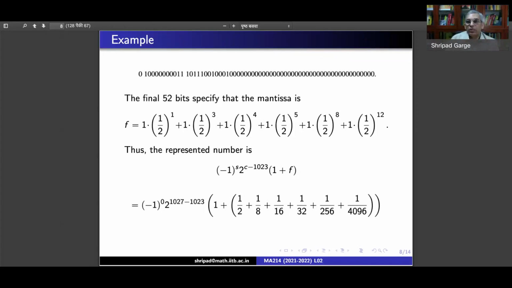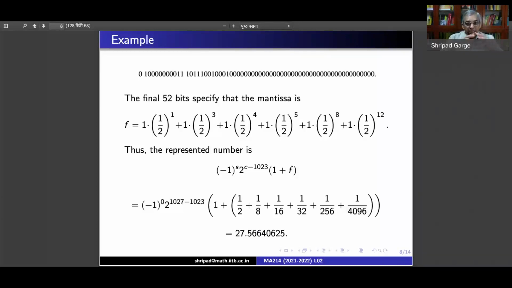So 2 power 4, 2 square is 4 and 4 square is 16. So we get 2 power 4, which is 16, and then you have something which is roughly 1.5. So 16 into 1.5 is 24, and then there is some more fraction. So this number should be something which is slightly more than 24, and indeed it is 27.56640625. So this is the number that we are able to write.